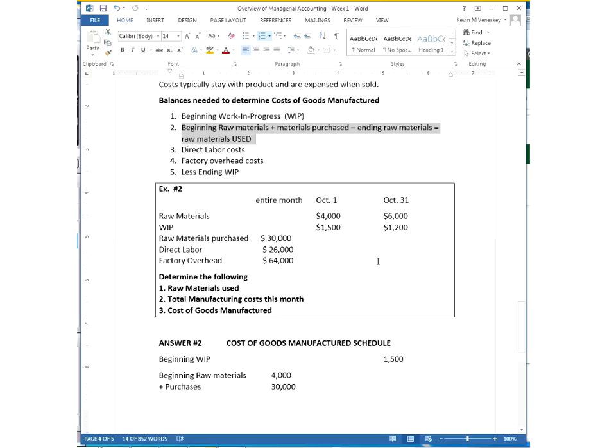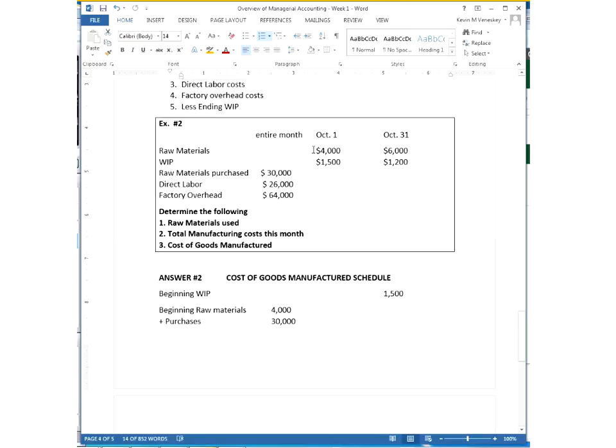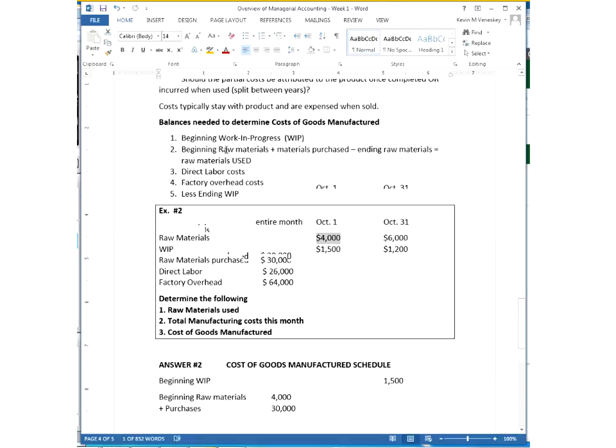Second thing I need to know is how much materials did I use? Okay, I've got that information as well. First thing I do is I start out with my raw materials, beginning raw materials, and then it says add in my materials purchased.